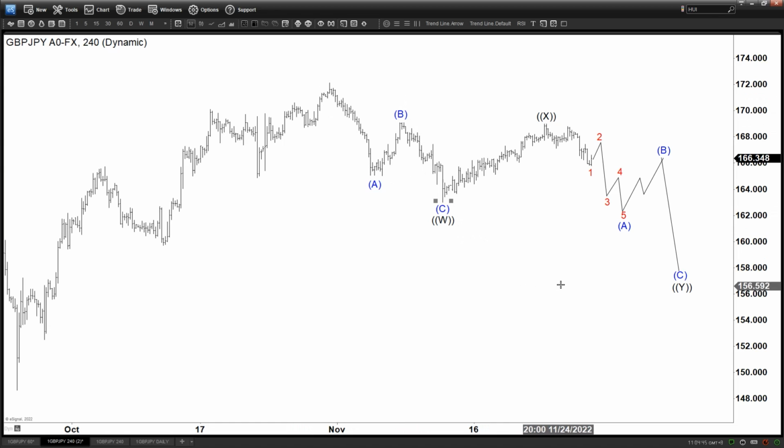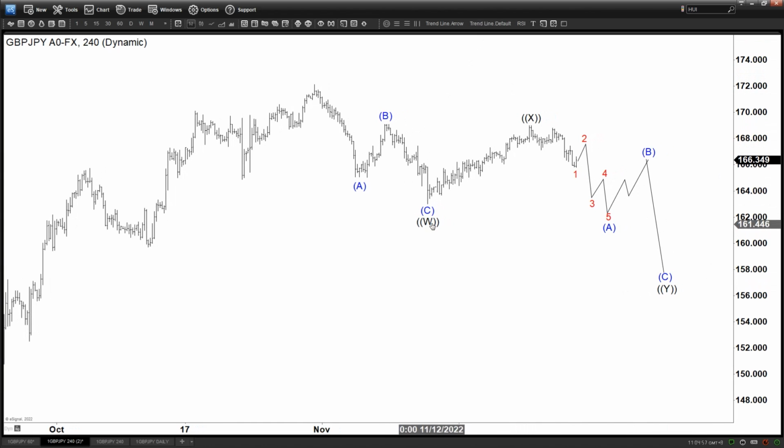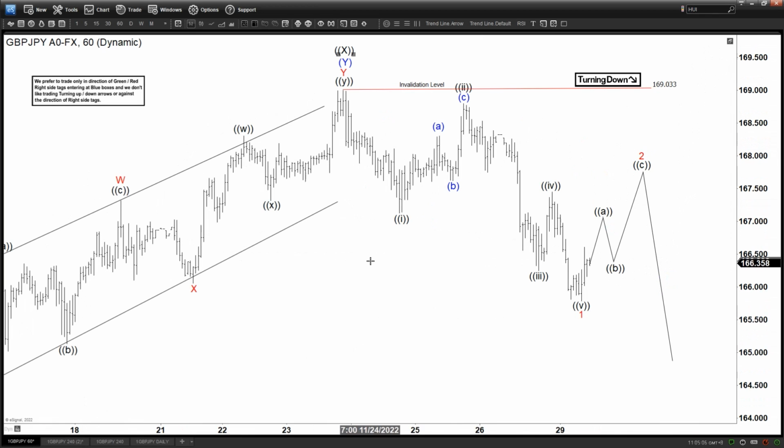So all in all, it is a bullish market, right? Even if we go down to, let's say, 158, which is 800 pips lower, even if that's going to happen, eventually because of the structure WXY, this can go up again like so. So something to keep in mind. All right, so that's basically the update from the pound yen.